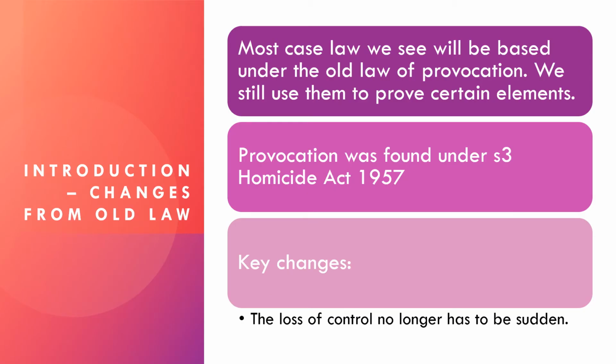Now we do need to be aware for information purposes that this defence of loss of control developed from the law on provocation, which was under Section 3 of the Homicide Act of 1957. And most case law we're going to see is based under the old law of provocation. Now we still use them to prove certain elements. There are one or two changes, and we'll make these clear as we go through. But one key change is that the loss of control no longer has to be sudden.